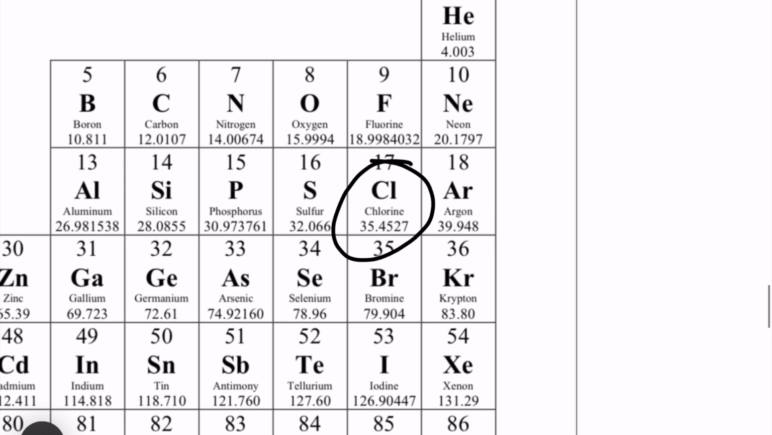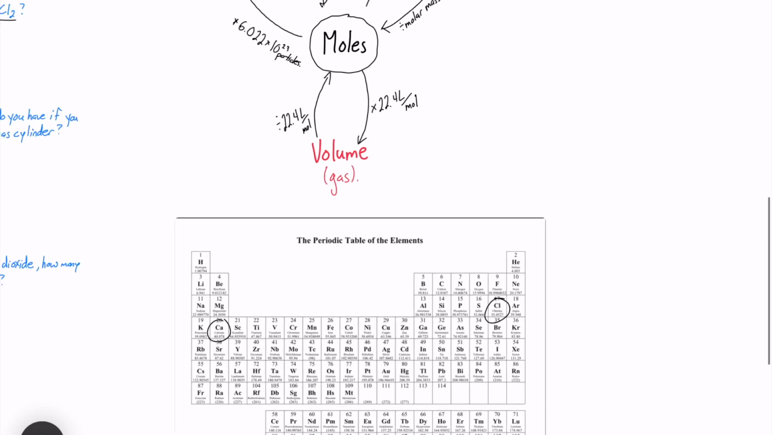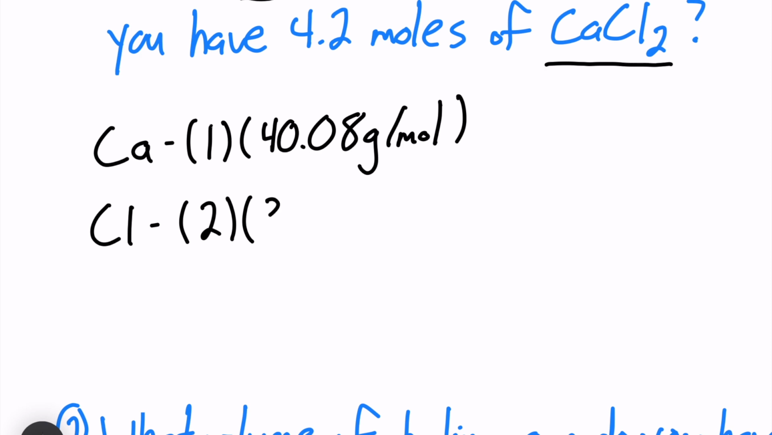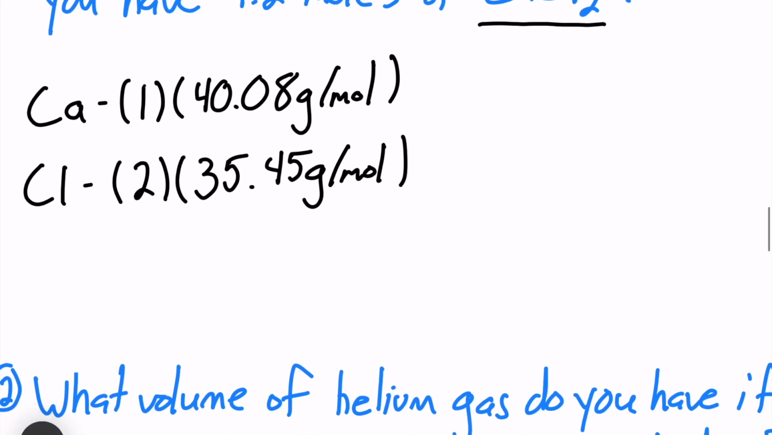And let's head on over to chlorine and see what the molar mass of Cl is. And we zoomed in on it. So the molar mass of chlorine is 35.45 grams per mole. Let's go ahead and write that down next to our Cl. So 35.45 grams per mole. And what we can do now is we can add up our total molar mass for CaCl2.